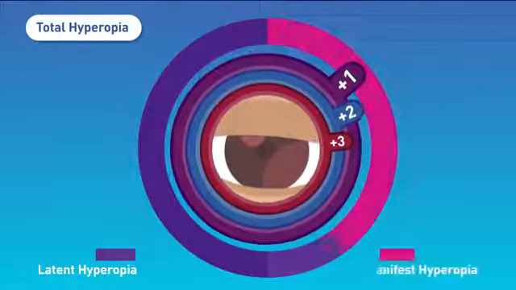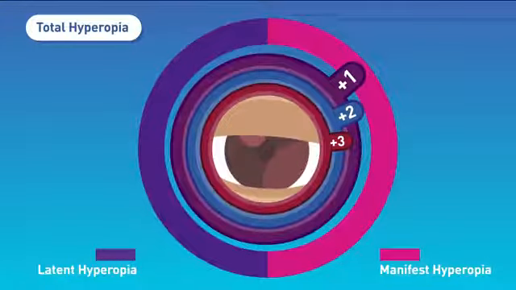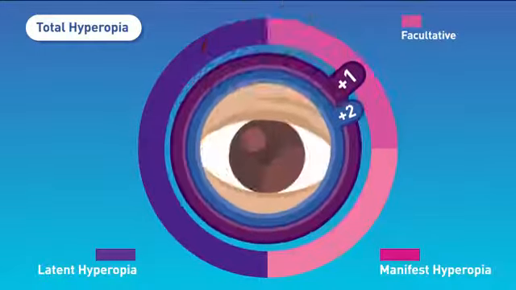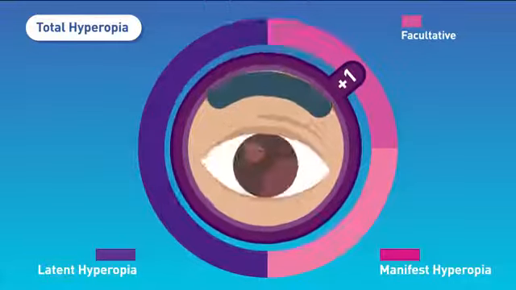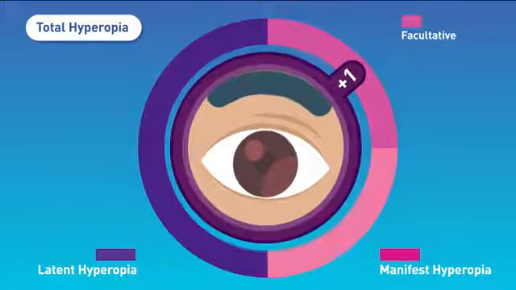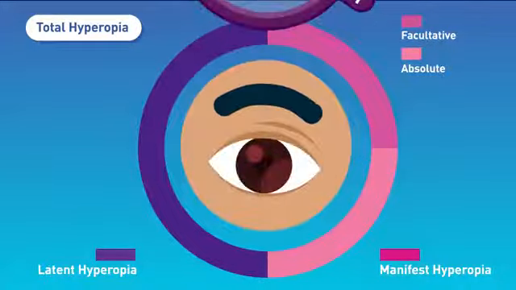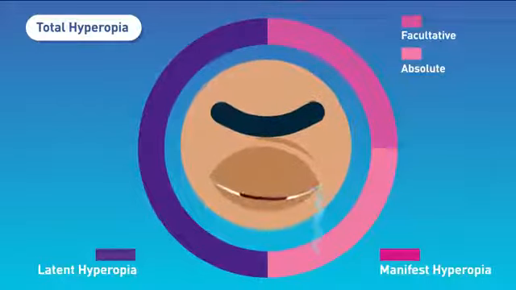Three, manifest hyperopia. It is the remaining portion of hyperopia, divided into facultative: amount of hyperopia corrected by the focusing power produced due to active contraction of ciliary muscles. And absolute: amount of hyperopia that cannot be corrected even by contraction of ciliary muscles.